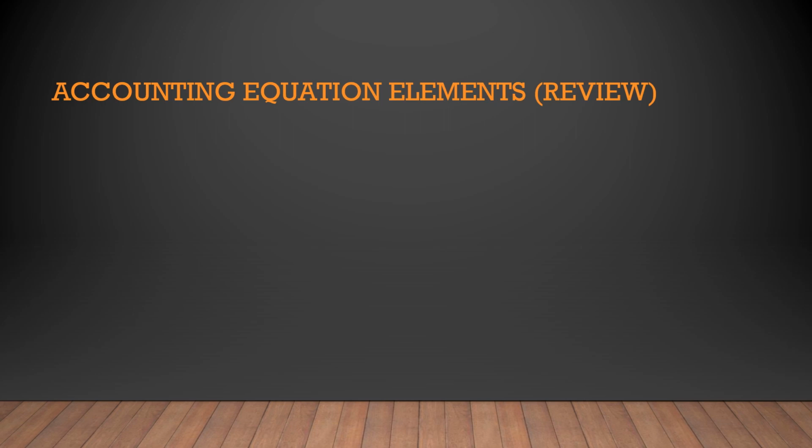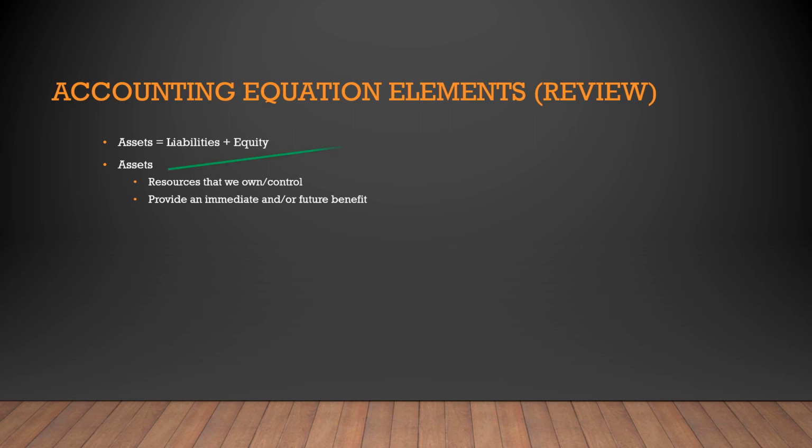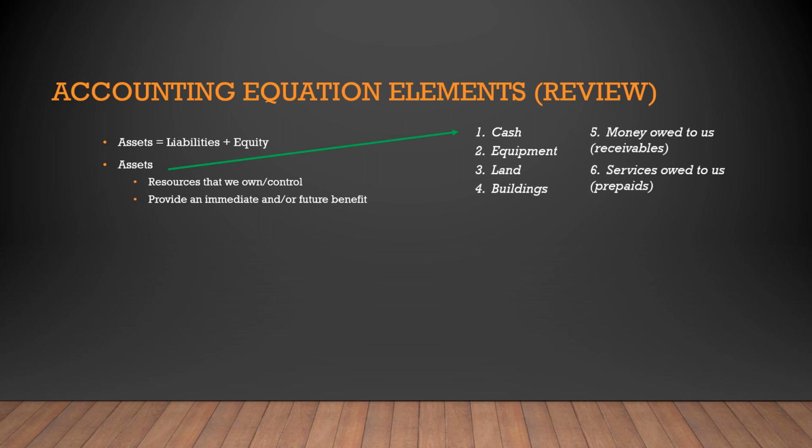Let's review our accounting equation from the previous video. Recall that assets equals liabilities plus equity. Assets are the resources of a business that provide an immediate and/or a future benefit. We listed our common assets in the previous video, but once again they are commonly items like cash, equipment, land, buildings, receivables, and prepaids.